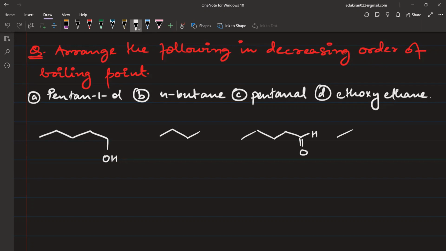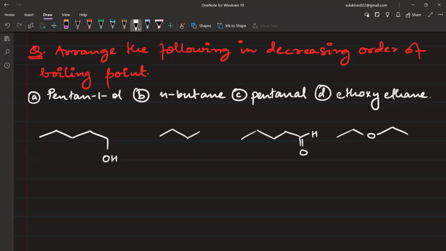Ethoxyethane: 1 2 carbon atoms further bonded to oxygen, and this oxygen is further bonded to the other CH2 and CH3 group. Now whoever does not know the bond line structure, please message me once, saying sir, I am having difficulty in bond line structure. Okay, because unless you know how to draw the bond line structure, in 12th class your organic chemistry cannot be good, because in organic chemistry you need to practice a lot, and for practicing you need to have that much amount of time, right?